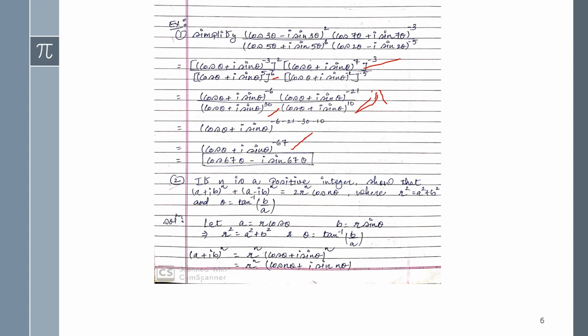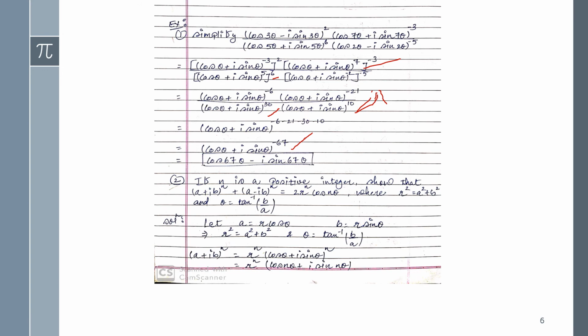Here it's given, second: if n is a positive integer, then show that a plus ib whole raised to n plus a minus ib whole raised to n equals 2r raised to n into cos n theta, where r square is a square plus b square and theta is tan inverse b upon a. Okay, so first of all, I'm writing in these examples which terms are given. So you can observe here two terms are given, that r square is given and theta is given.